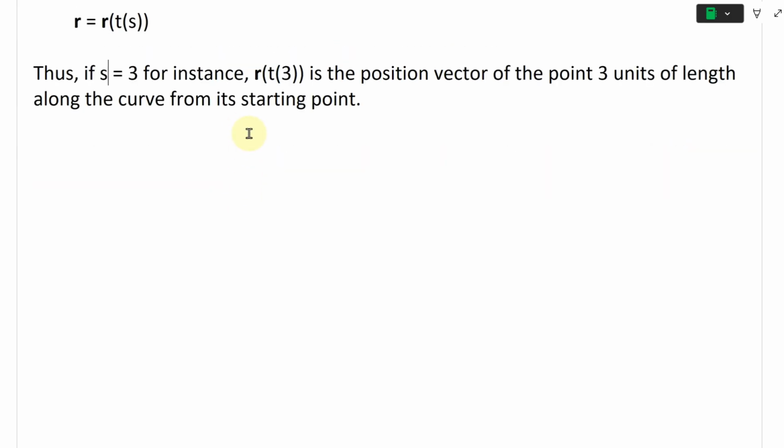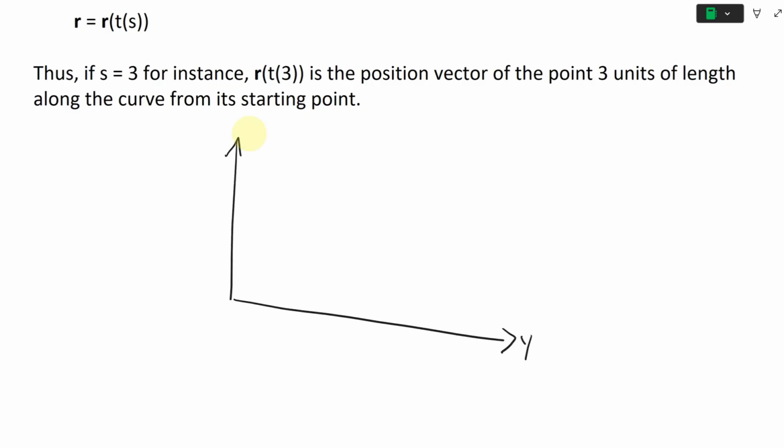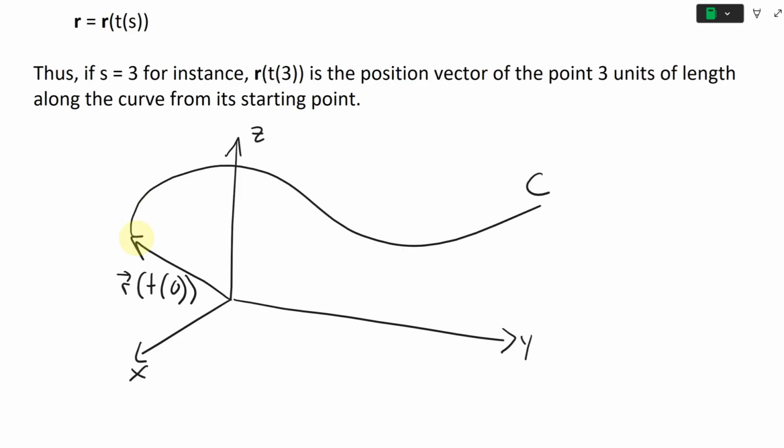So basically what this means is, if you had a curve now, I'll draw this one. The calculus book didn't actually draw one here, so you're getting a unique drawing right here. So this is y, this is z, this is x. Let's say our starting vector is at this point, r(t(0)). I'll write r'(t(0)) like that. So the length is 0 at this starting point. So it goes like this, and this is our curve C, and then we go all the way to here. This is going to be r(t(3)), and again, that's the arc length function.